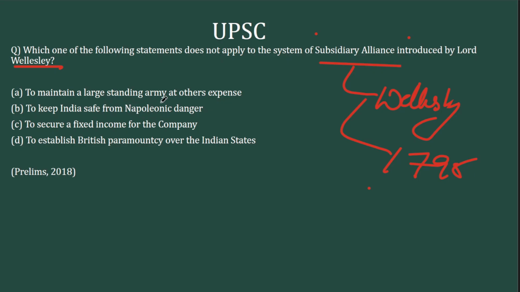First, to maintain a large standing army at the expense of others. Second, to keep India safe from Napoleonic danger. Third, to secure a fixed income for the company. Fourth, to establish British paramountcy over Indian states.